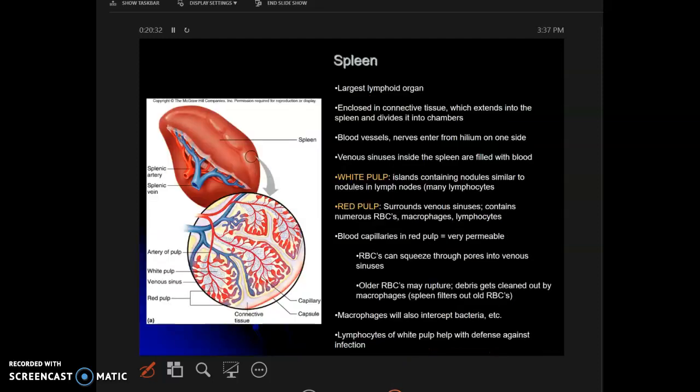All right. Spleen is another large lymph organ. This is where basically the RBCs are ruptured. Spleen is also called the graveyard of the RBC. Why? Because the blood is squeezed through the spleen, and any old RBC is destroyed, all right, by the macrophages.